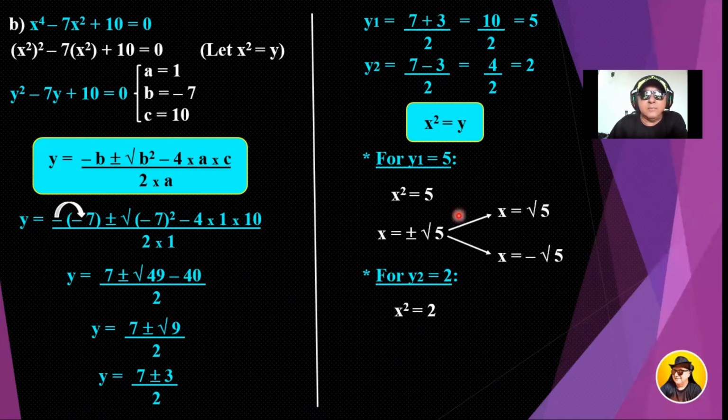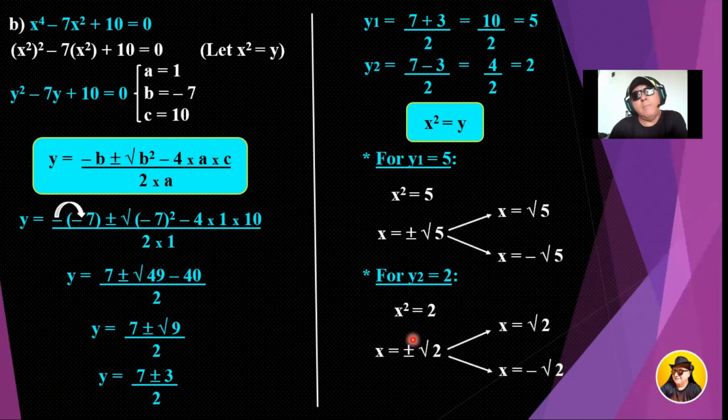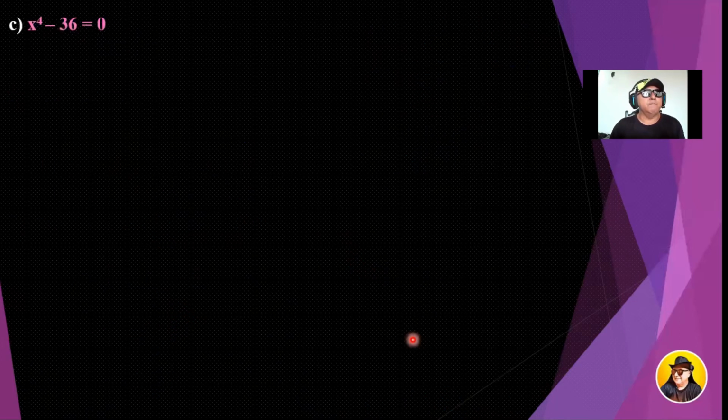Next one. Here we have y is 2. So x squared is 2. Then x is a plus or minus root of 2. So x is root of 2 or minus root of 2. So our solution set is minus root of 5, root of 5, minus root of 2, and root of 2. Okay? So we've come to the end of question B. Let's see now question C.